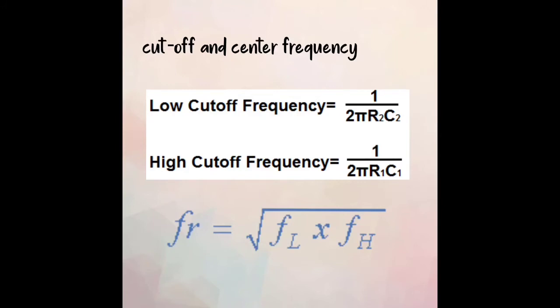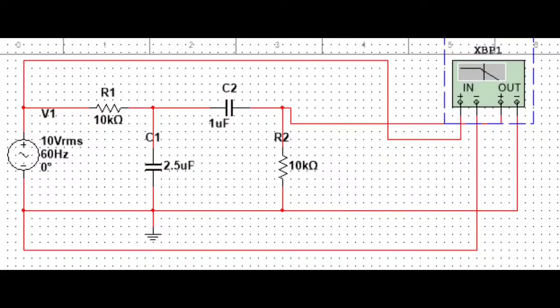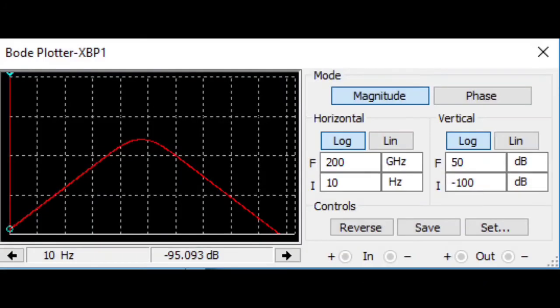On the other hand, the formula for high cutoff frequency is 1 over 2 pi R1 C1, where R1 and C1 are the resistance and capacitance of the high-pass region of the bandpass. In a bandpass filter, there is a low-pass region where we obtain the low cutoff frequency and a high-pass region to obtain the high cutoff frequency. For our output, or the Bode plot, it is a bandpass of an AM, which is also called a narrowband.